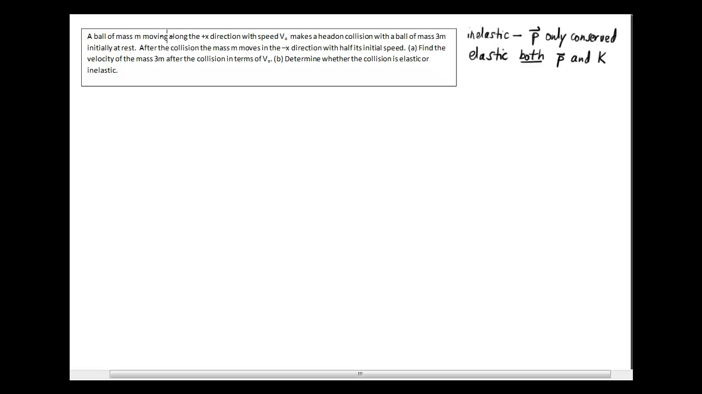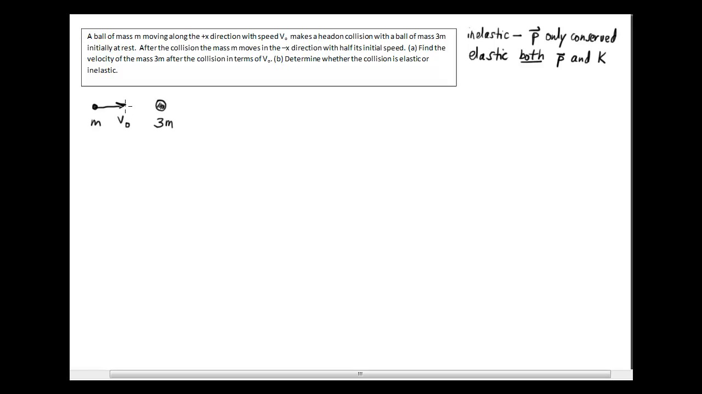A ball of mass m moving along the positive x direction with a speed v0 makes a head-on collision with a ball of mass 3m initially at rest. Alright, so that allows us to initially draw this ball of mass m with a speed v0 hitting a mass 3m that's initially at rest, just sitting there somewhere along the positive x-axis.